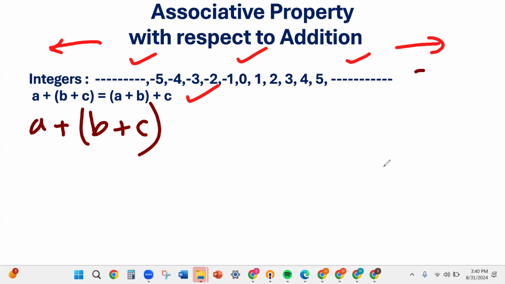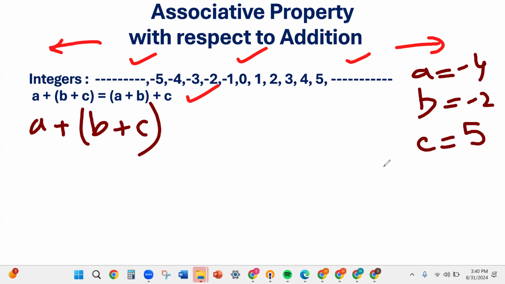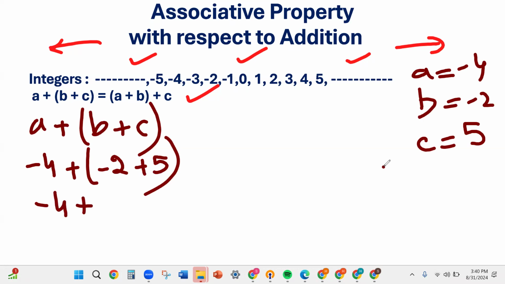You can substitute. A is equal to -4, B is equal to -2, and C is equal to 5. This we have selected from the set of integers. So just substitute here: -4, -2, and +5. Solve the bracket first. 5 minus 2 is 3. Okay, and -4 plus 3 is -1.